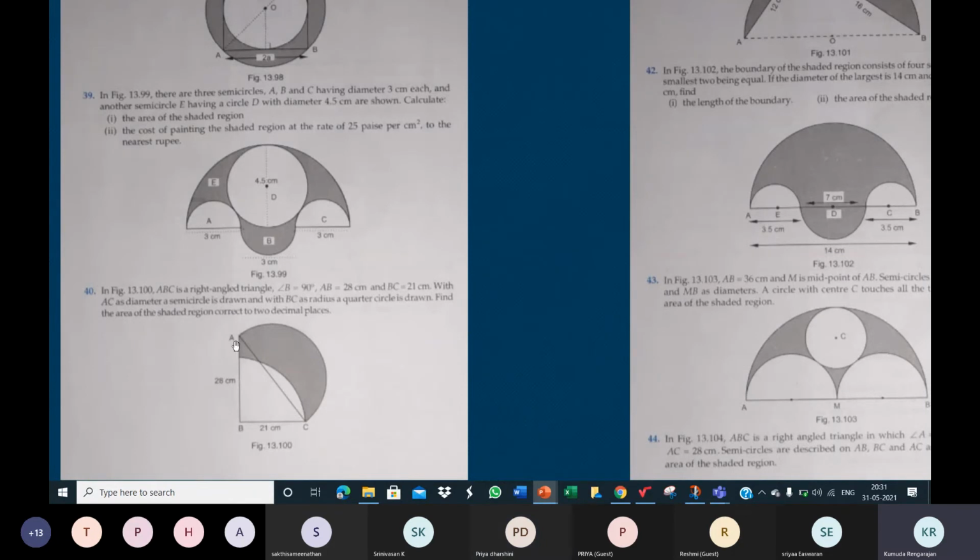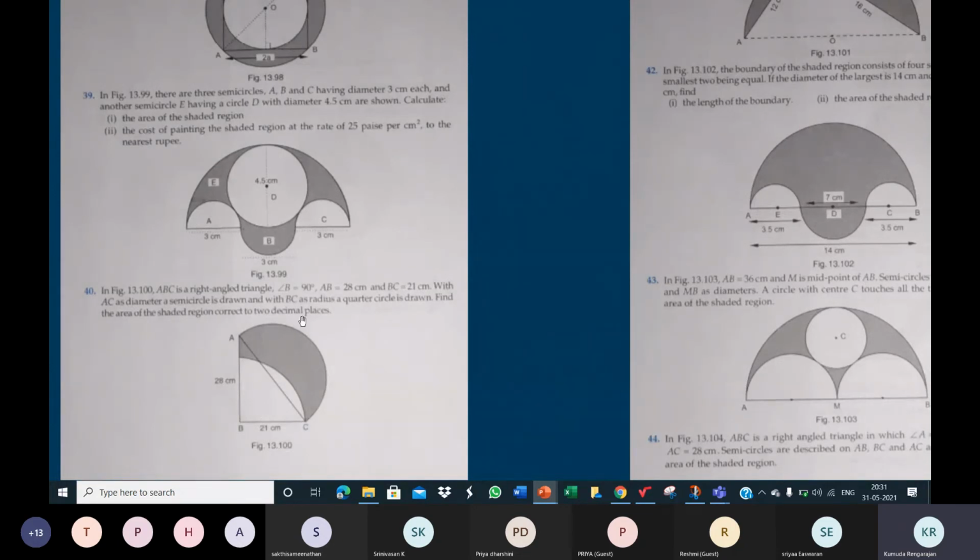AB, this one from here. B is the center of the quadrant. B to this portion is the radius. But BA is 28, beyond this point. This is the center, this is the point on the arc, and this is the radius from here to here. So BA is not the radius of the quadrant. BC is the radius. B is the center and C is a point on the arc. So BC clearly is the radius.